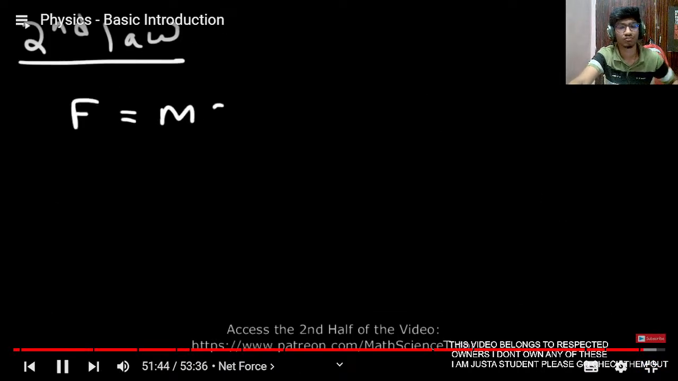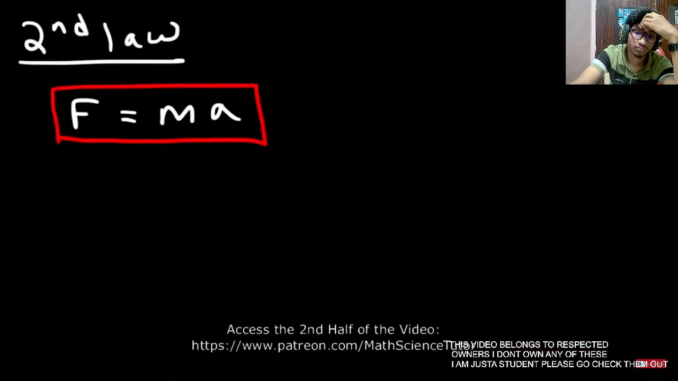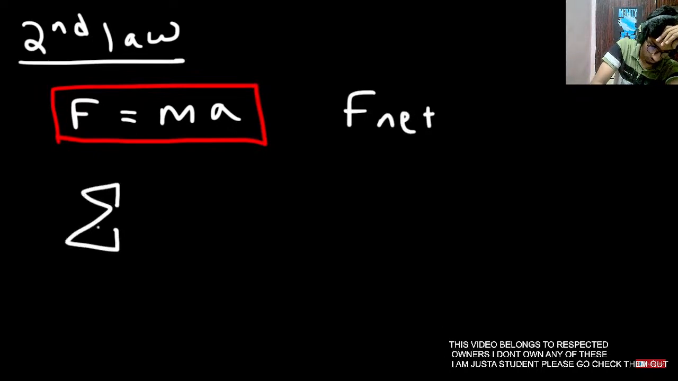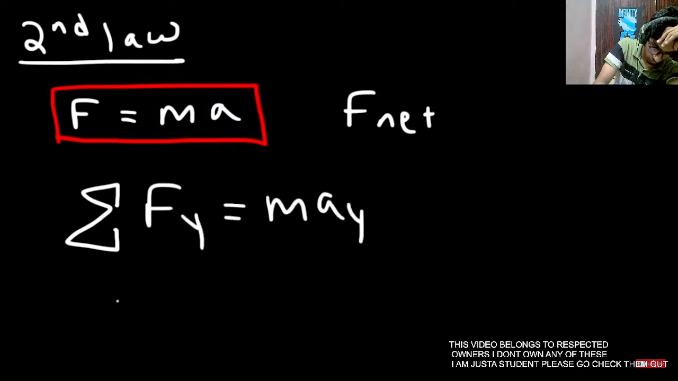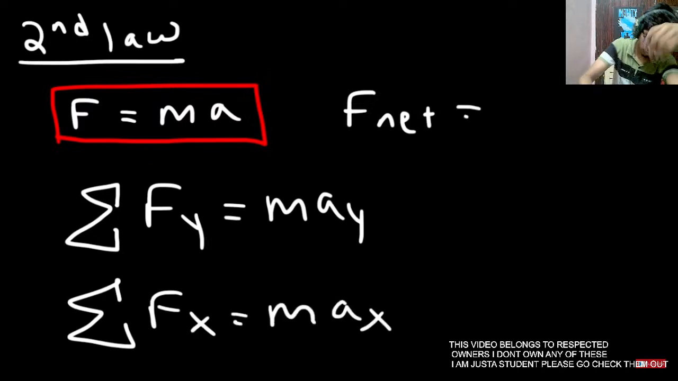It's through this equation: the net force of an object is equal to the mass times the acceleration. Sometimes you'll see the net force written with a summation symbol, or sigma. This could be the net force in the y direction, or the net force in the x direction. Nevertheless, just make sure you understand that the net force is basically the mass times the acceleration.